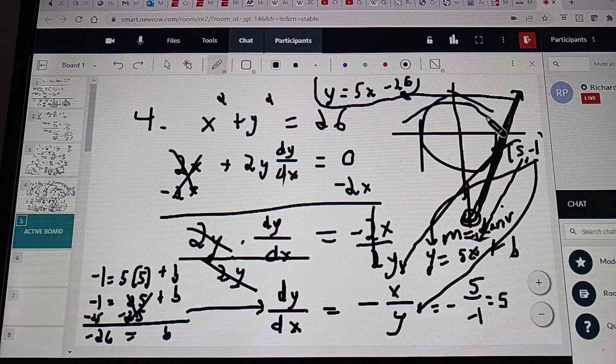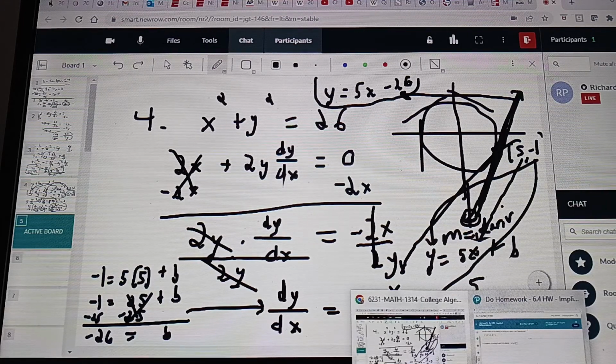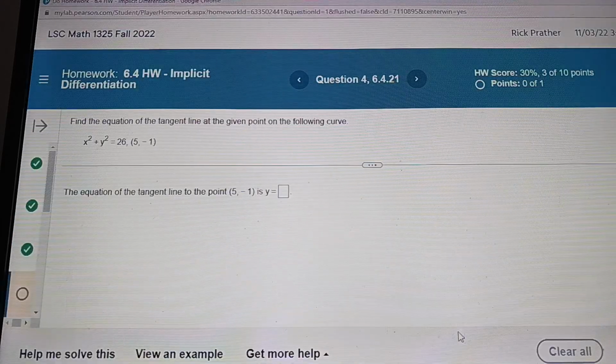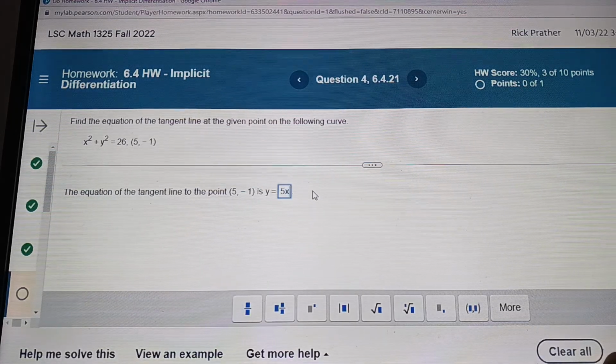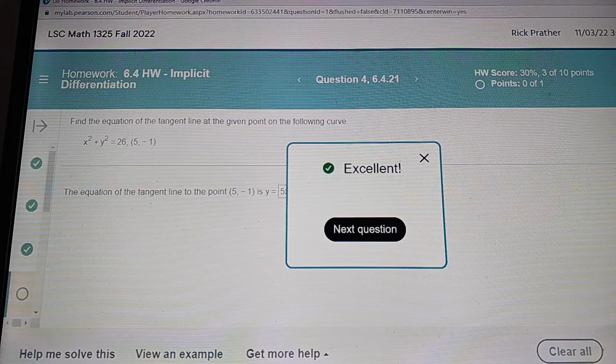And if I moved to any other spot on the circle, it would have a totally different equation of a tangent line, because the slope would be different and the y-intercept would be different. And they already have the y equals ready, so 5x minus 26. Be careful, because sometimes they don't put the y equals, and then if a student doesn't put it, they'll count it wrong. You won't have a full equation is the issue.